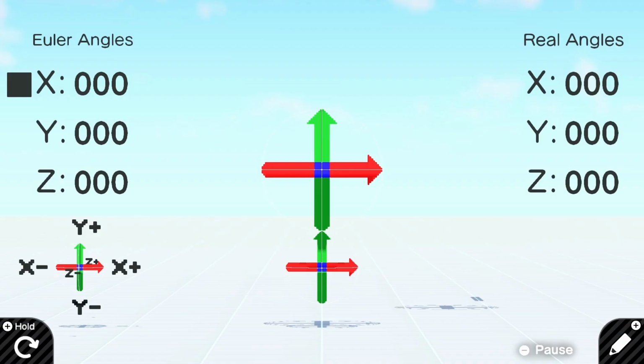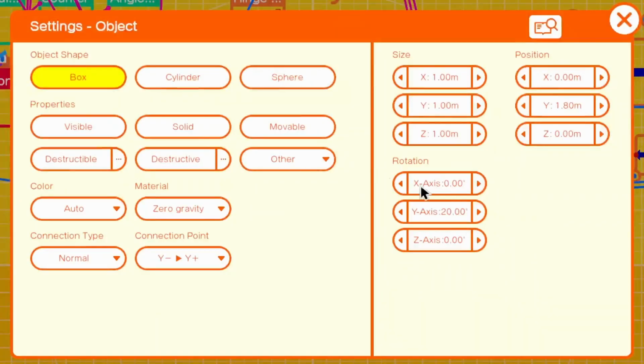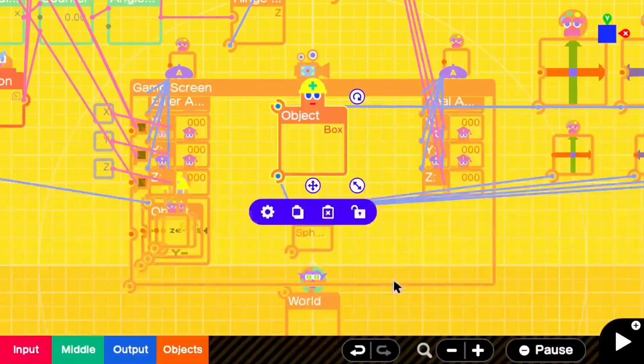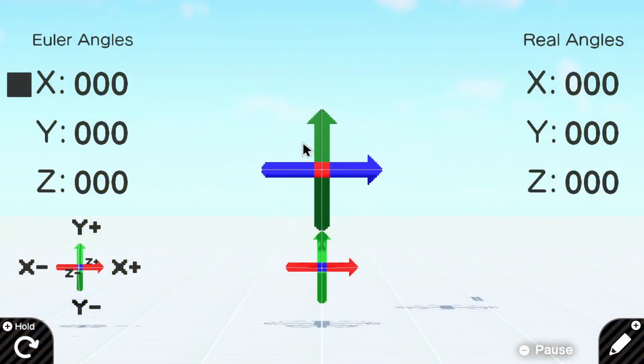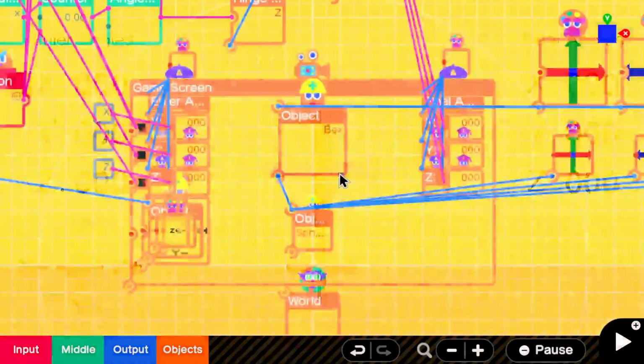Just to illustrate that, in this example, I set this to 20 degrees. So 20 is in between 0 and 90, but it's closer to 0, so it's going to round to 0. If I change it to something like 70, now 70 is much closer to 90 than it is to 0, so it will be rotated by 90 degrees. Same thing for the other values.